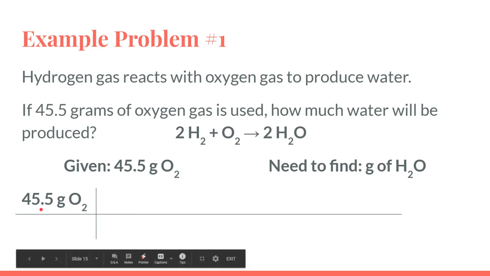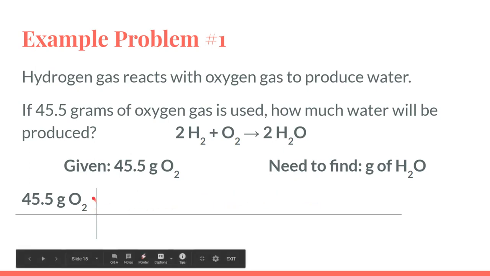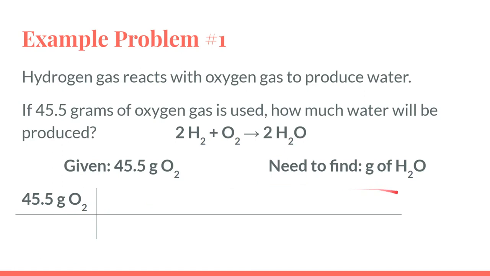If you just put 45.5 or just 45.5 grams, that could be referring to any of these three compounds. And so it can get a little confusing when you start to switch from oxygen to water. So you need to make sure that every single number you write down, you not only have a unit on it, but you also tell me what compound you are referring to.